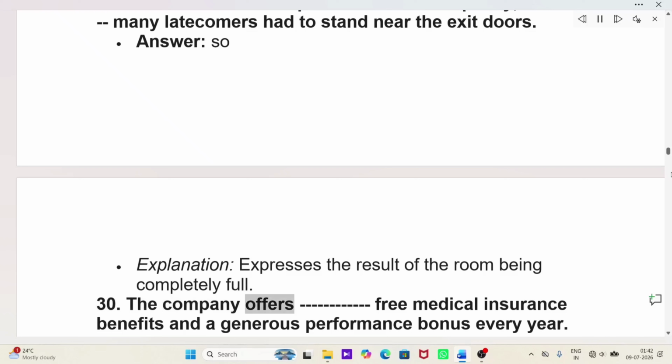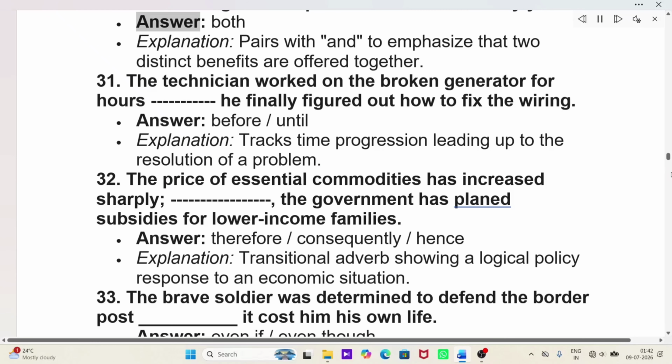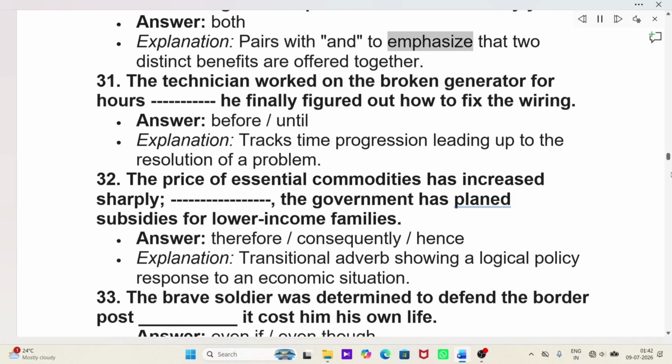30. The company offers ____ free medical insurance benefits and a generous performance bonus every year. Answer: both. Explanation: pairs with and to emphasize that two distinct benefits are offered together. 31. The technician worked on the broken generator for hours ____ he finally figured out how to fix the wiring. Answer: before/until. Explanation: tracks time progression leading up to the resolution of a problem.